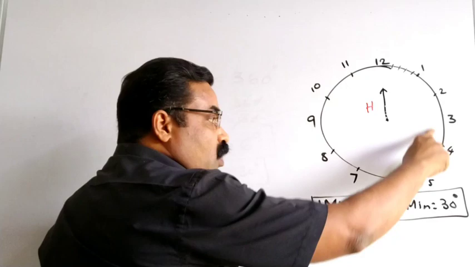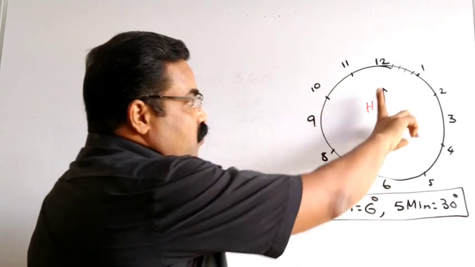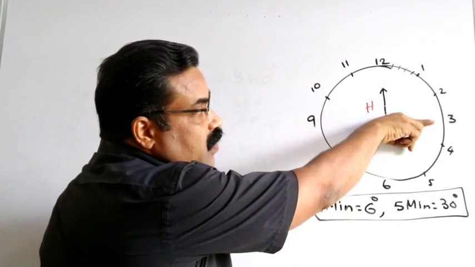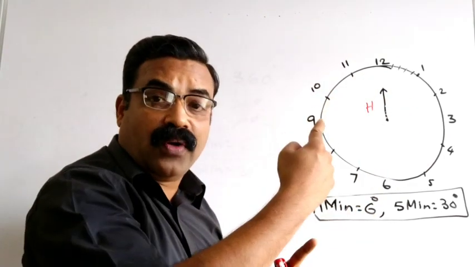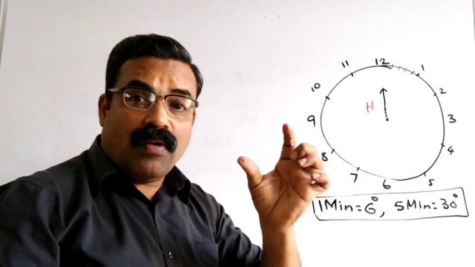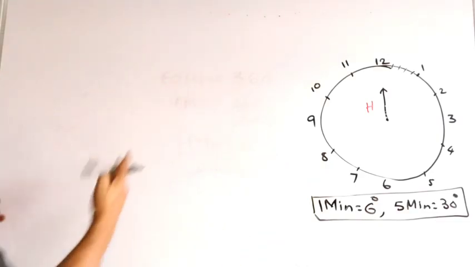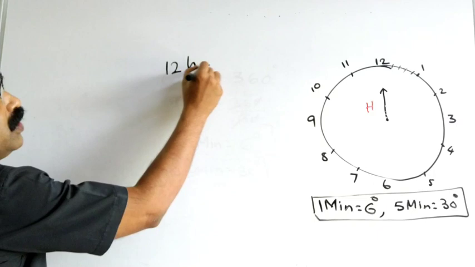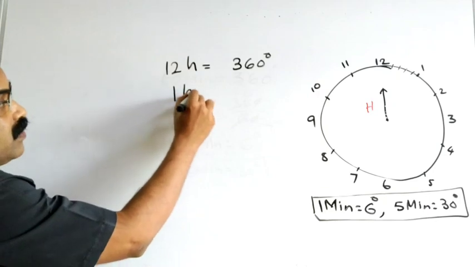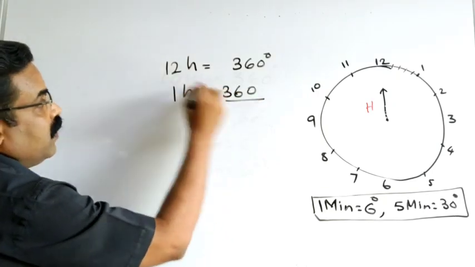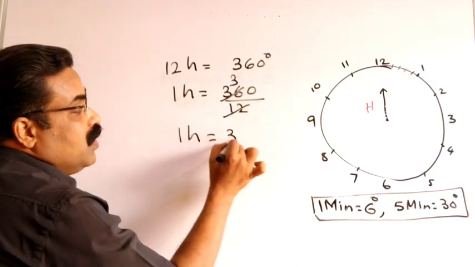When the hour hand makes a full rotation, it takes 12 hours. So from here 1 hour, 2 hour, 3 hour, 4 hour, like that. When it comes back to this position after completing one full rotation, this will be equal to 12 hours. The 12 hours will be equal to 360 degree. So I can write, students, 12 hours is equal to 360 degree. That means 1 hour is equal to 360 divided by 12. I can cut this 12 three times. So 1 hour is equal to 30 degree.